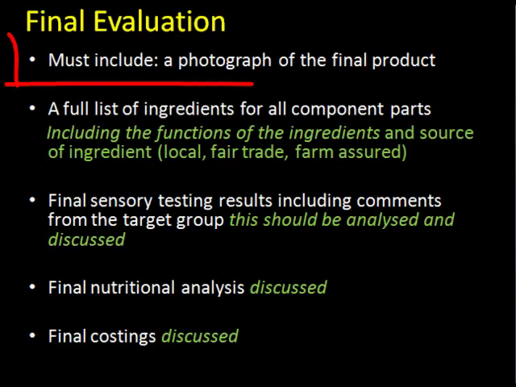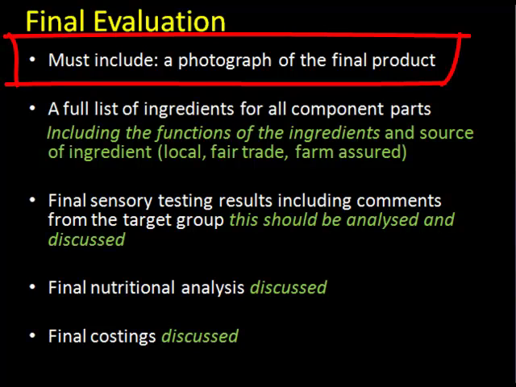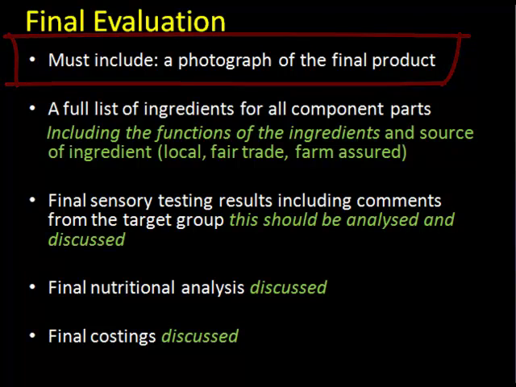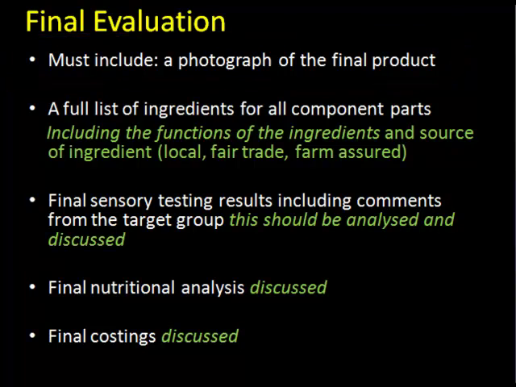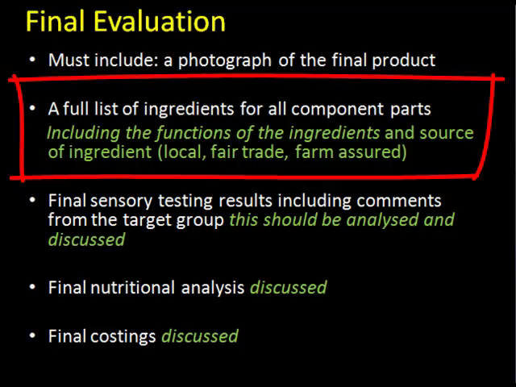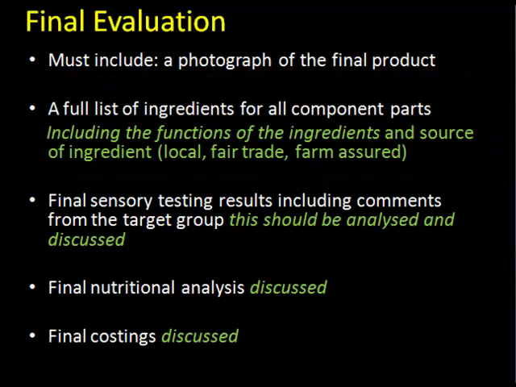You will then have a comprehensive written evaluation. The points you will need to cover: you must include a photograph of your final product. You need to make sure the presentation makes it look professional and shows off your skills. You include a full list of the ingredients of all parts of your product, which will include the functions of the ingredients and also the source of the ingredients, whether they are local, fair trade or farm assured.